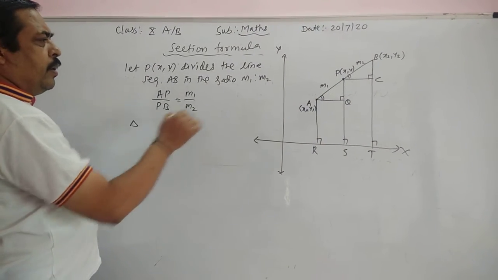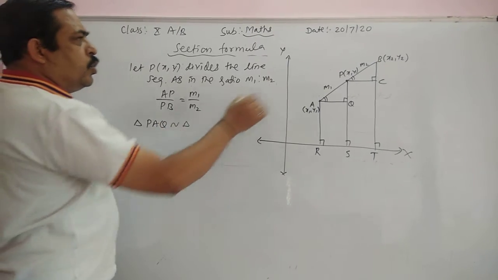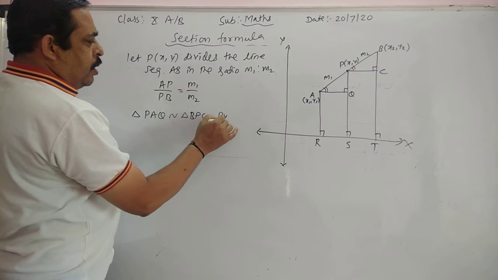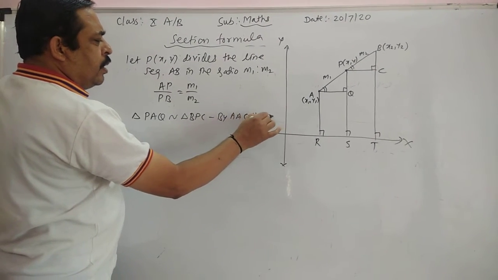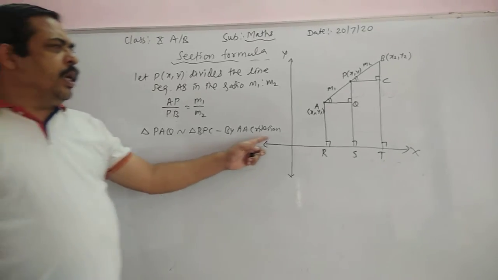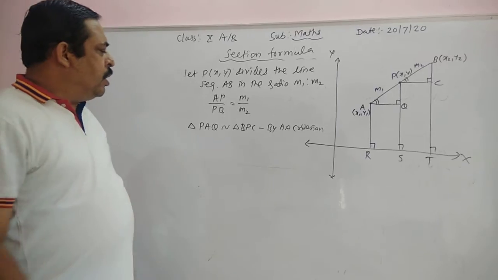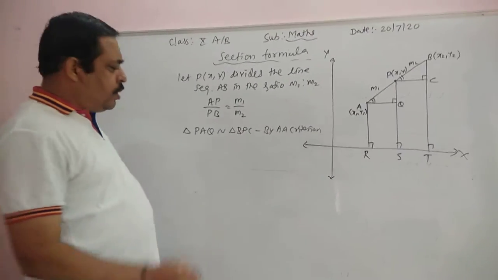Here, triangle PAQ is similar to triangle BPC. By which criteria? Angle criteria. By angle criteria, we are going to succeed to prove these two triangles are similar. Now, if the two triangles are similar, then sides are in proportion.